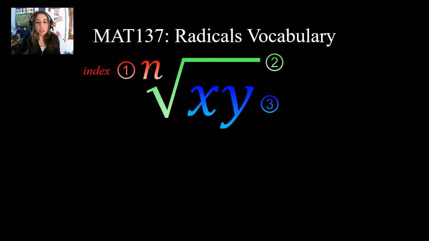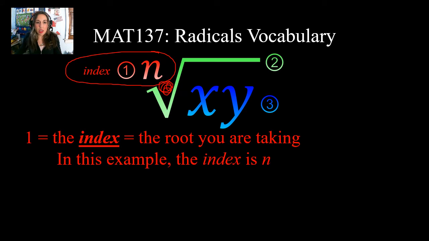So the first thing we're looking at here, whatever this little number is that's going to be right here inside your radical, that's called the index, okay? The index is the root you are taking. In this example, the index is n. Typically, there'll be a number there. N is just standing for numbers. So a 3, a 4, a 5, a 6. If you're taking the cube root, there'd be a little 3 there.